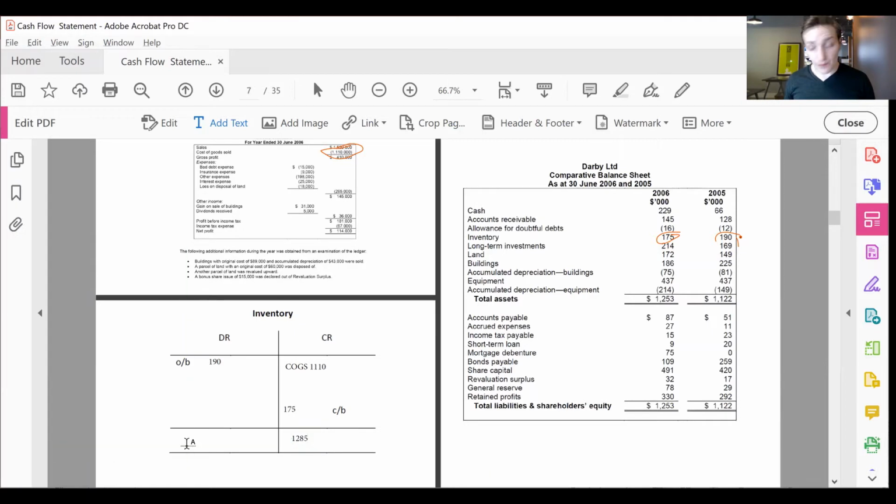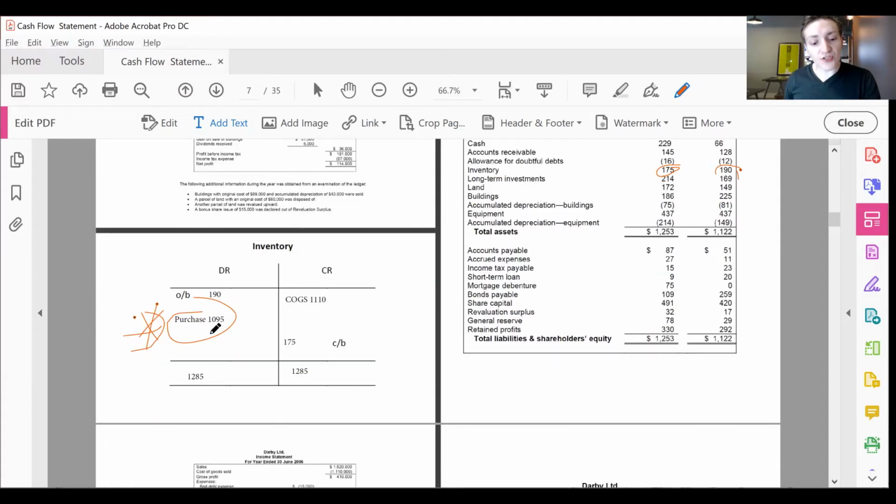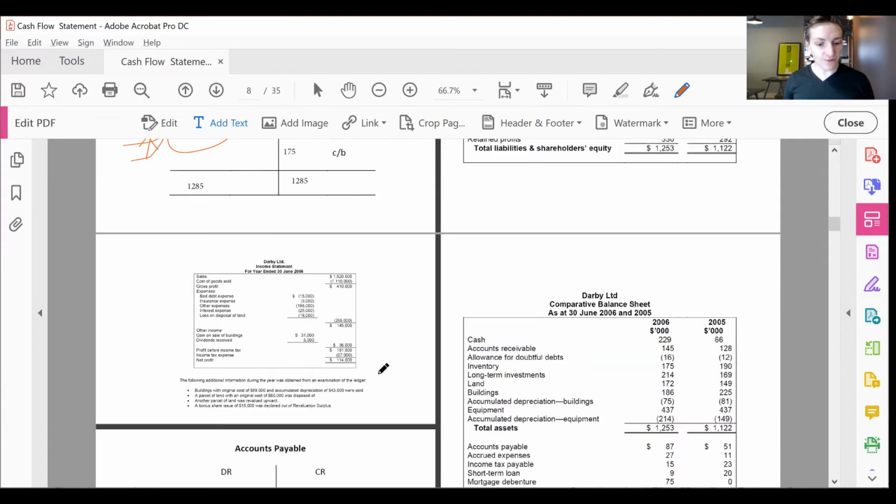So what this means is our purchases must be such that we get 1285. So when we do this, we can end up with our purchases. So our purchases here will be 1095. Now we're going to need to store this in mind because this is then going to filter through to our accounts payable. This becomes important because it will then enable us to infer what cash is associated with accounts payable. So we're going to need to refer to this later. So let's go down to our accounts payable next.